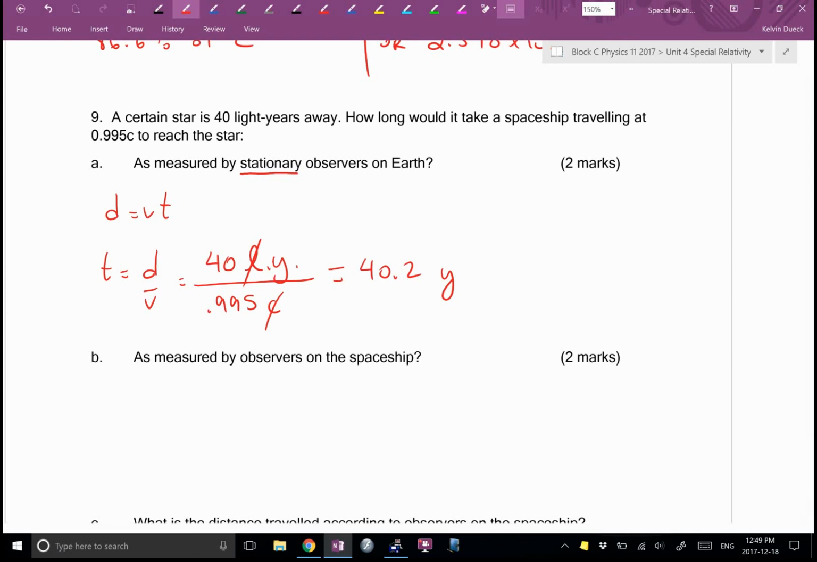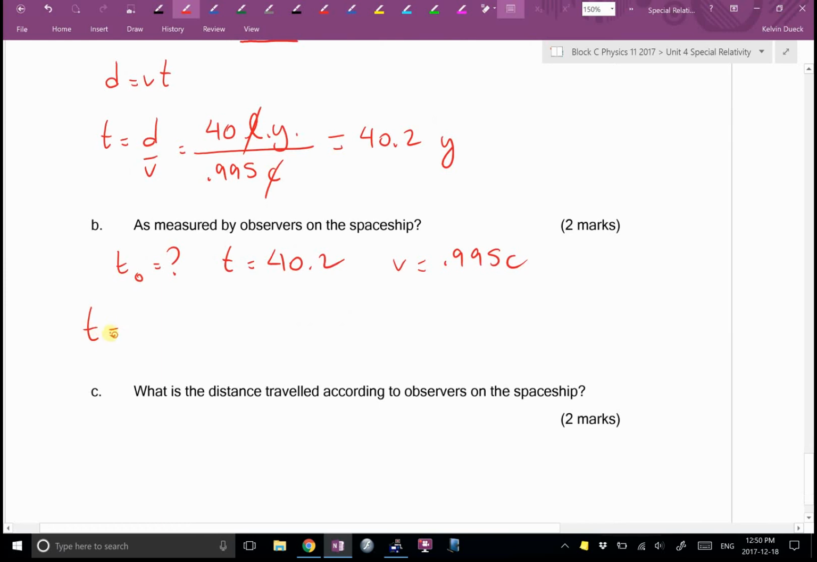Now, it's not going to make sense because that's relative to us. How long will they experience on the spaceship, Emma? Well, now we want to find for part B t0, where time back home was our answer from part A. Our speed is still 99.5% of the speed of light. T0 equals t times the gamma function, I believe, yes? It's going to be 40.2 times the square root of 1 minus 0.995 c over c all squared.